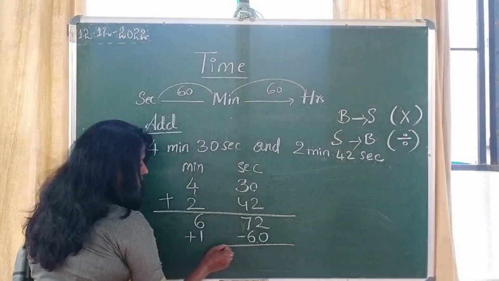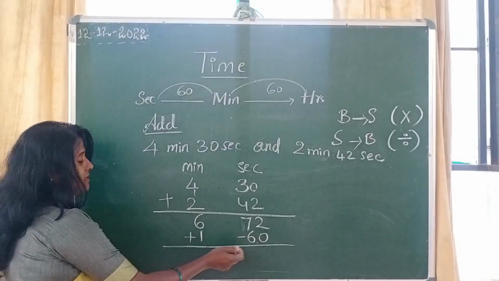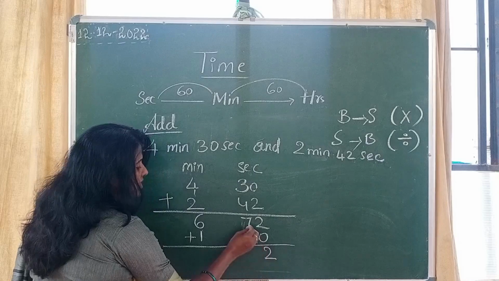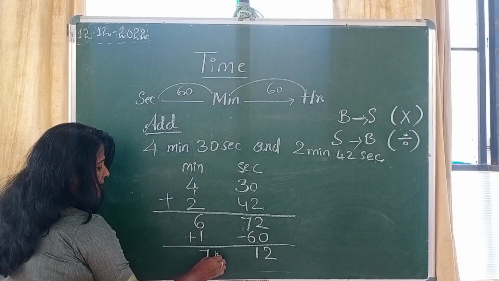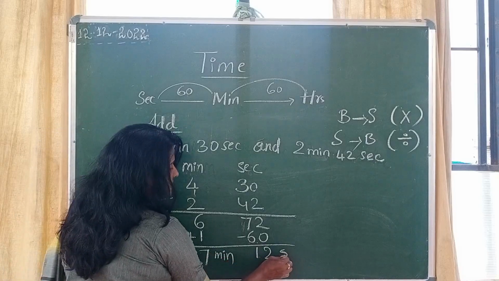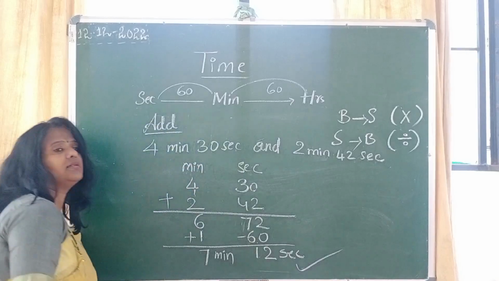Now you have to simplify once again. This is not the end of this answer. So here 72 minus 60 is 12, and 6 plus 1 is 7. So 7 minutes 12 seconds is the final answer. This is the right answer.